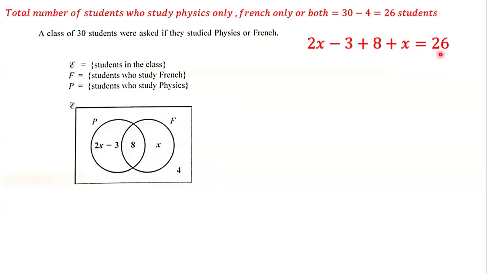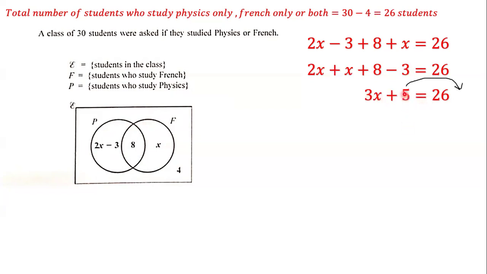Now, since we have our equation, all we need to do is solve for x. So we're going to group together our like terms. We have 2x and x, and we have minus 3 and plus 8. So we have plus 8 and minus 3, and we keep our equal to 26. Next, we add. 2x plus x is going to be equal to 3x, and 8 minus 3 is 5. So we have 3x plus 5 is equal to 26.